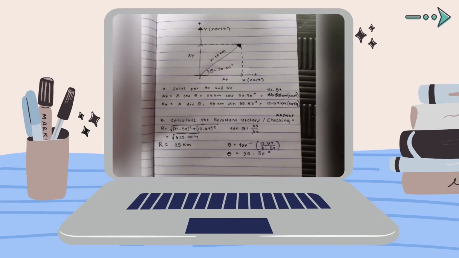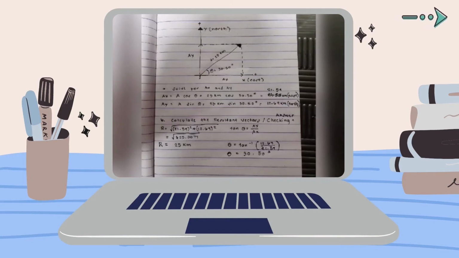To find the east and north components, let's solve for Ax and Ay. Ax is the horizontal component, which represents our east component. Ay is the vertical component, which represents our north component. The formula for finding our east component is A cosine theta, and substituting our given values, 25 kilometers cosine 30.50 degrees, results in 21.54 kilometers. The formula for our north component is A sine theta, and substituting the given values, 25 sine 30.50 degrees, results in 12.69 kilometers north.